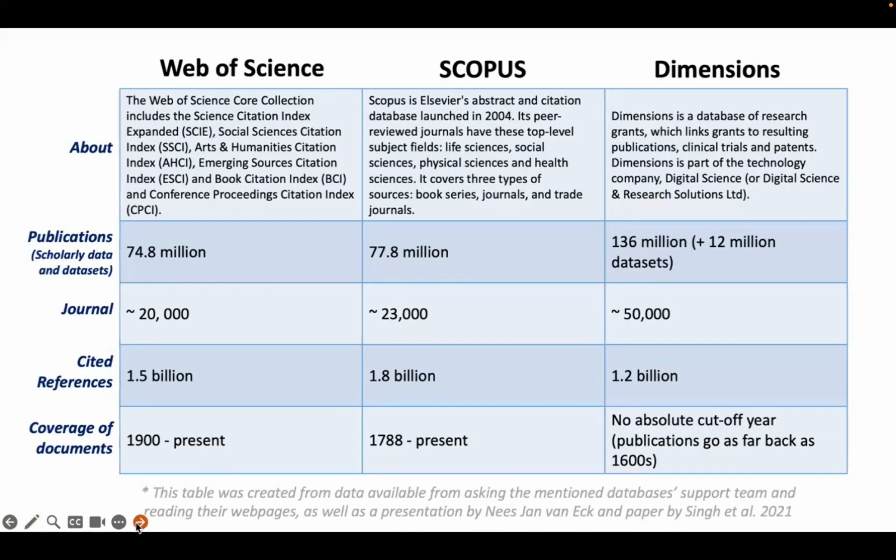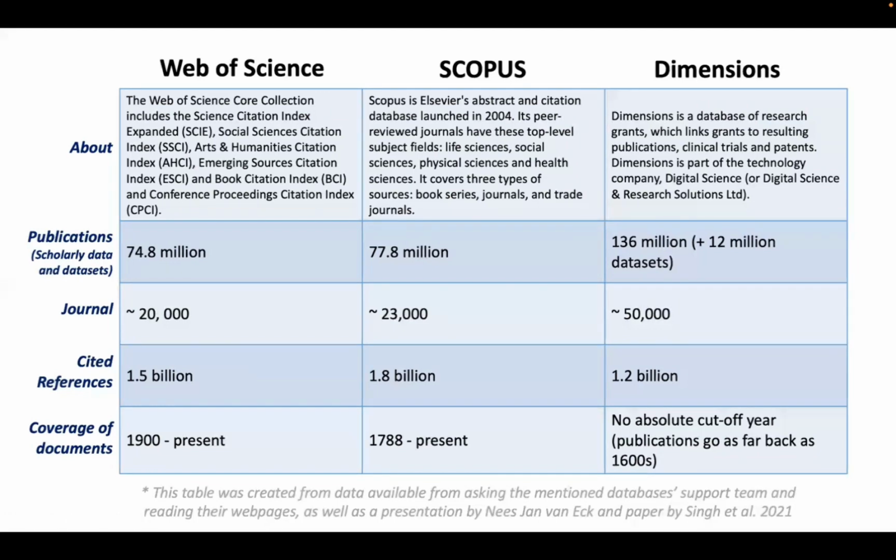I created this table here that compares Web of Science, Scopus, and Dimensions. And these different aspects are important to keep in mind when you're trying to decide which database you'd like to use for your study. Web of Science and Dimensions appear to have more social science, humanities, and arts-related publications, while Scopus appears to be more biased towards STEM-related studies.